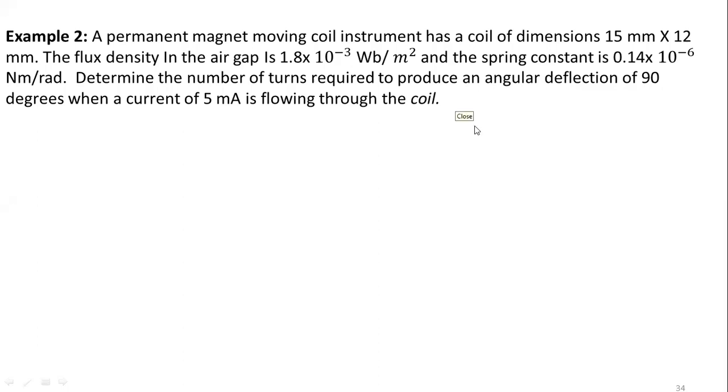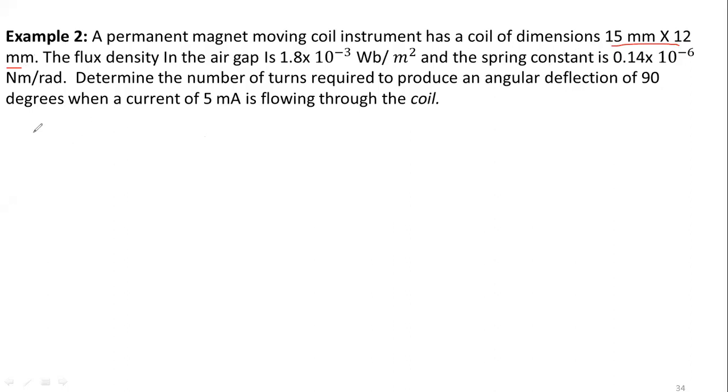You people should not solve. I understand that thing. Just listen carefully. First, you listen. Read the problem I told you people. A permanent magnet moving coil instrument has a coil of dimensions 15 mm into 12 mm. What does it mean? It is the area. Coil area is 15 mm into 12 mm.